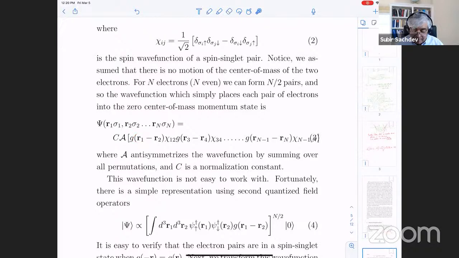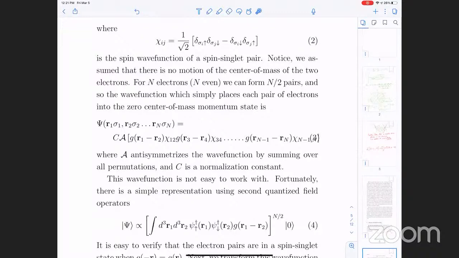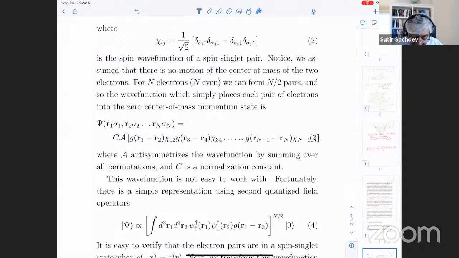Okay, so that's the wave function. That's it. And that is in fact the entire BCS theory. This is the wave function. And now we're done, and we just evaluate the expectation value of the Hamiltonian and find the best G. That's all we're going to do with the rest of this lecture. So conceptually, we could have just stopped here.